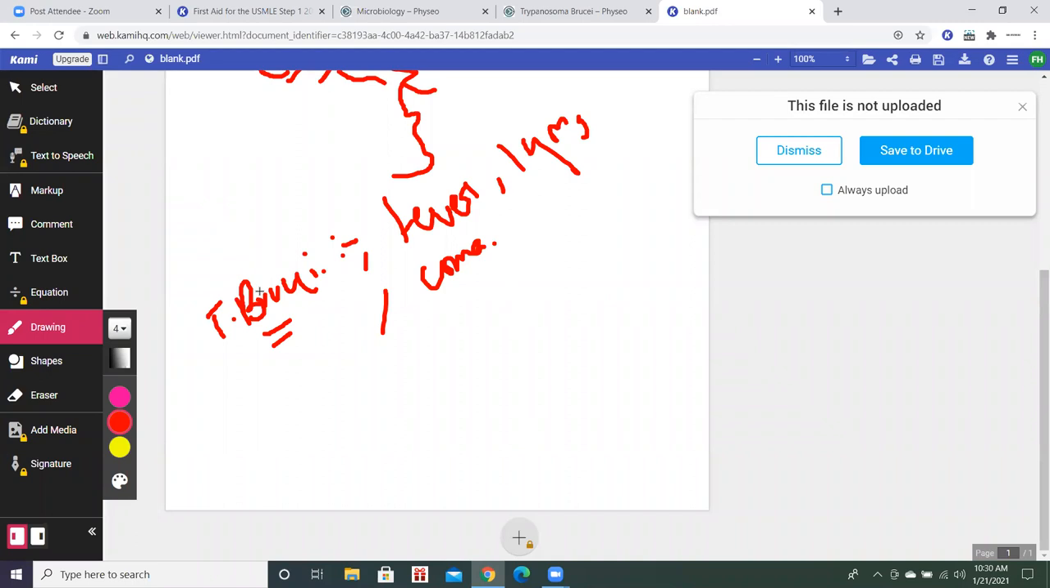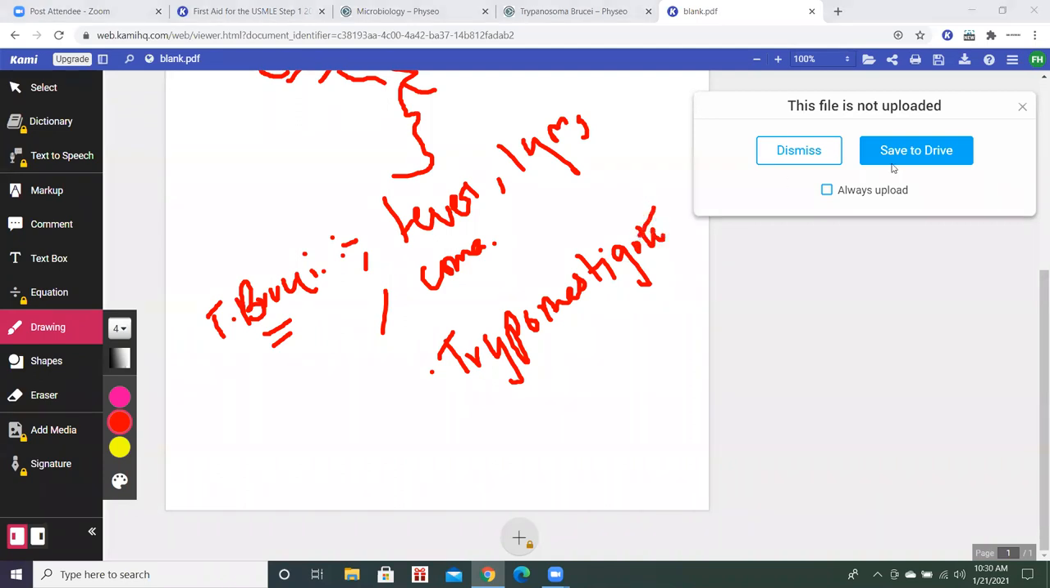Then it will cause severe weakness because it will go and affect your brain, and you can get comatose because of that. If you want to detect this organism, you have to do a blood smear, and in the microscopy you will find trypomastigote.